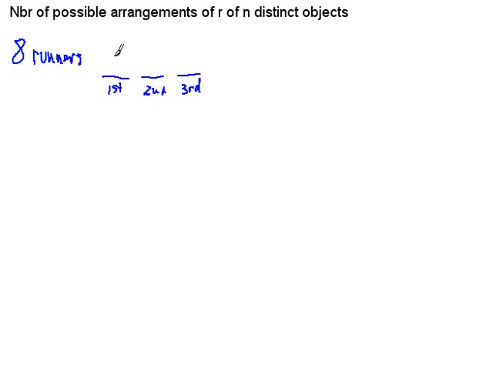Well, if we've got 8 people running, we've got 8 choices for the first place. And since the first place winner can't finish second, we only have 7 people left, and so there's 7 choices for people who can finish second, and then of course 6 choices for the third place finisher. So the total number of choices is going to be 8 times 7 times 6, which you can multiply out and see is going to be a total of 336. I don't really care about what the number is.